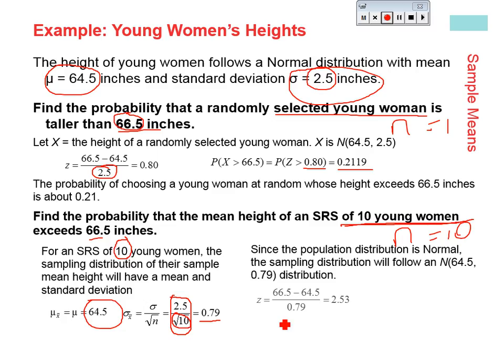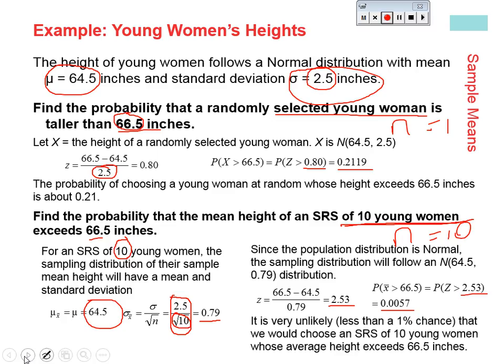And when I do that, I get a z-score of 2.53, and then if I do the normal CDF of 2.53 to E99, I get a value of 0.0057, which basically means I don't have a very good chance. This number here is less than 1%. I have less than a 1% chance that we would choose a simple random sample of 10 young women whose average height exceeds 66.5 inches.